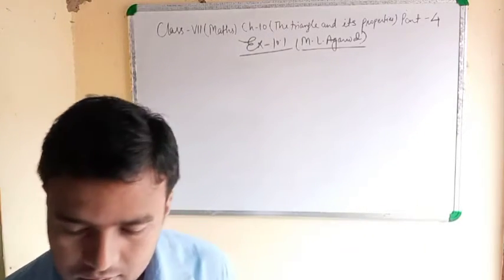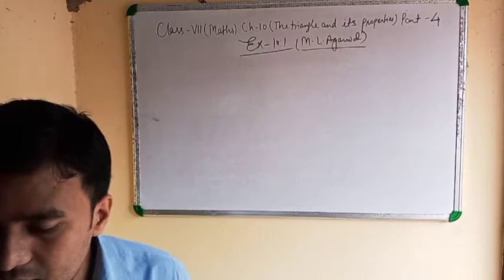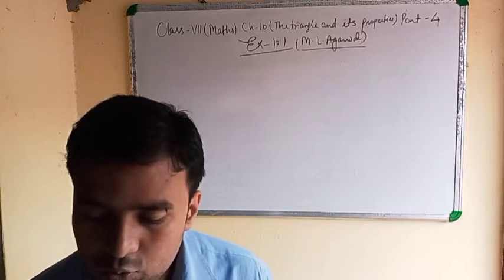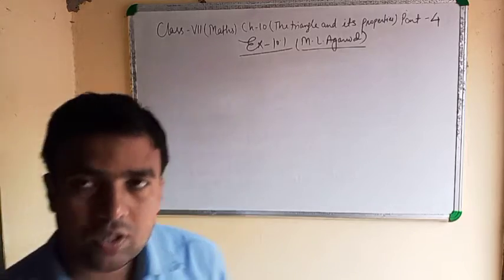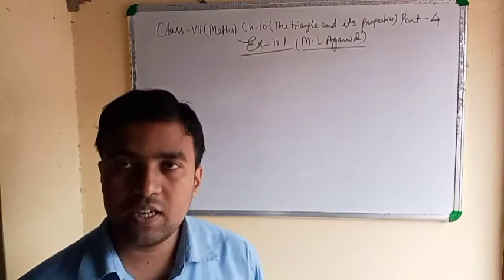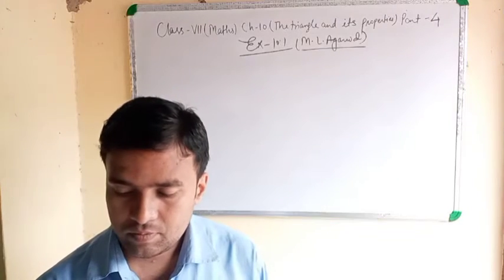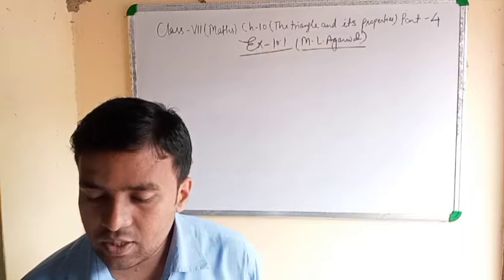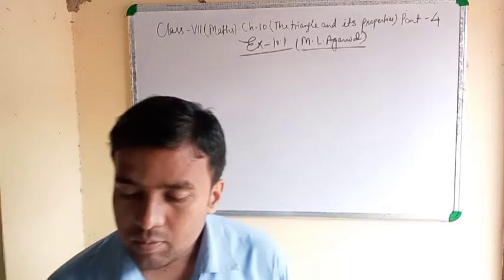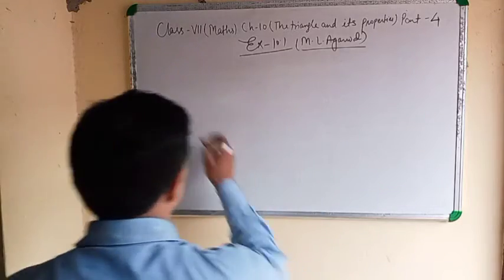Question number 2. Look at the figure given below and classify each of the triangles according to its sides and angles, clear. In the second question many figures are given, and in some figures the side values are given. Clear? There you can find the basis of sides and the basis of angles. Some part I am explaining to you.